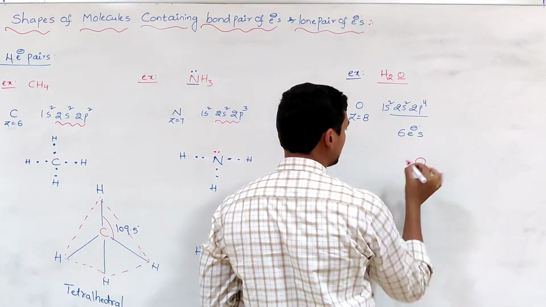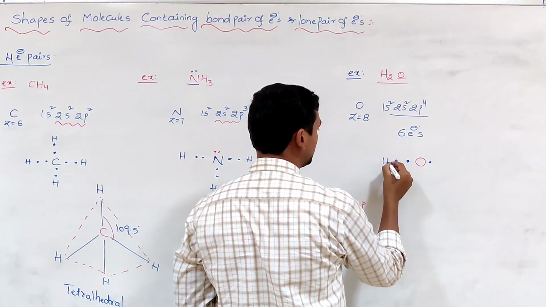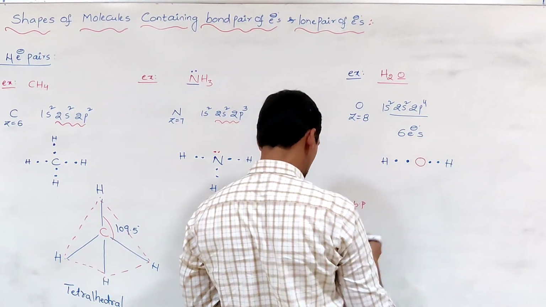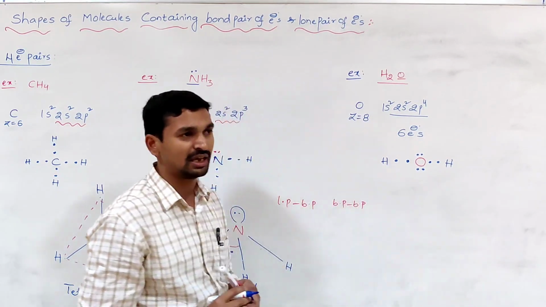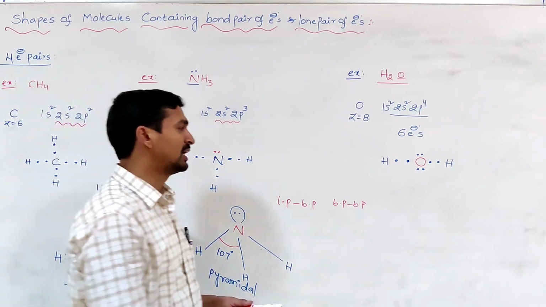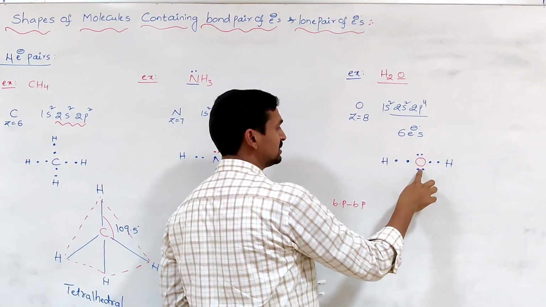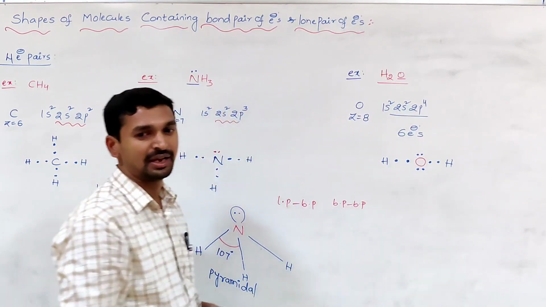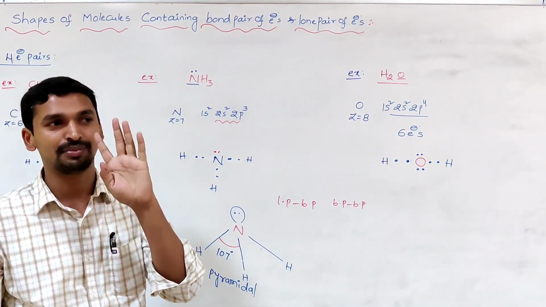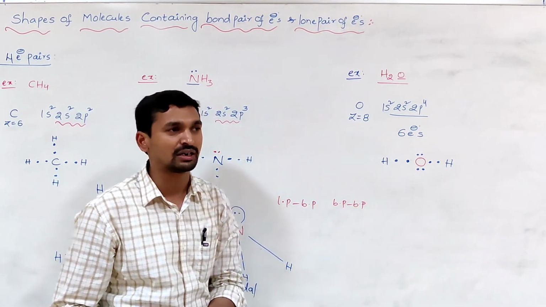So out of the 6 valence electrons of oxygen, only 2 electrons participate in bond formation with each hydrogen atom, and the remaining 4 electrons are present on the oxygen atom as 2 lone pairs of electrons. But around the oxygen atom, how many electron pairs are present? 2, 4, 6, 8. Totally 8 electrons are present. 8 electrons means how many electron pairs? 4 electron pairs. If 4 electron pairs are present, what is the regular geometry? Tetrahedral geometry. But does the water molecule have a tetrahedral geometry?